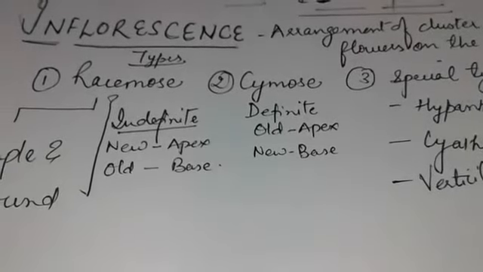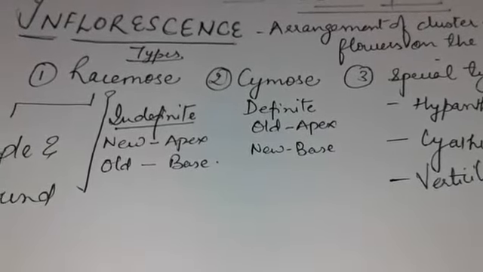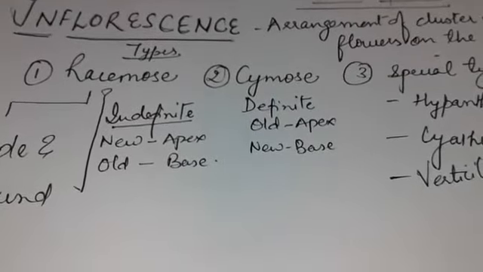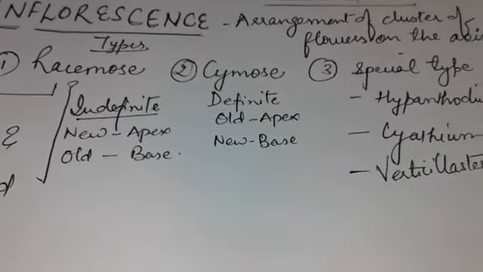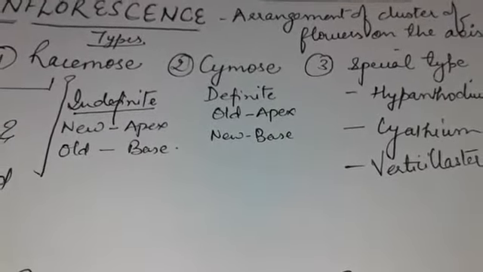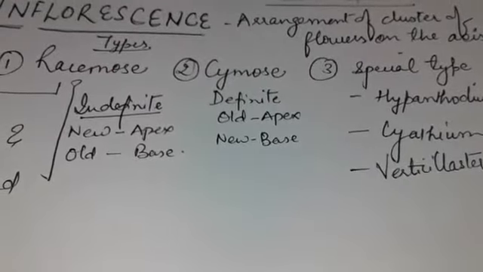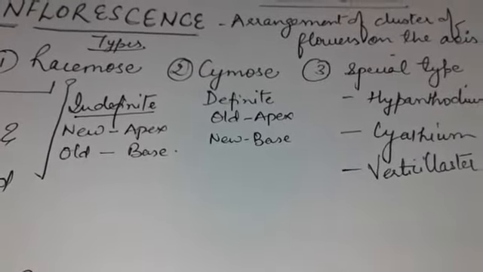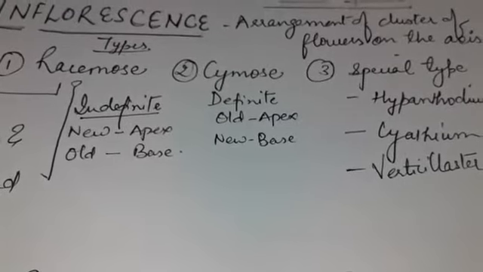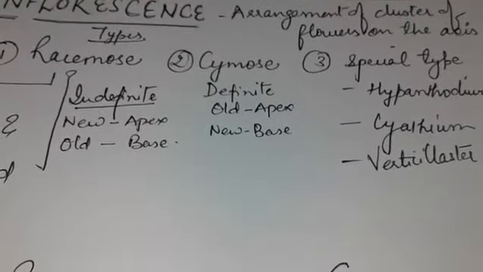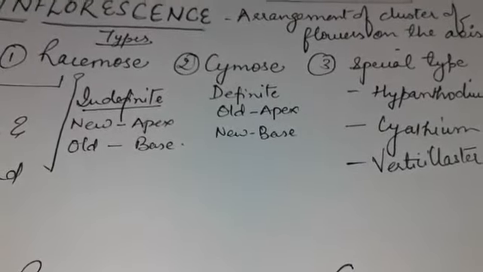Good morning everyone. Today I will explain to you the term inflorescence. It is the arrangement of a cluster of flowers on the axis of a plant. Here, the term cluster stands for a group of flowers. It means the arrangement of a group of flowers on the axis of the main plant.